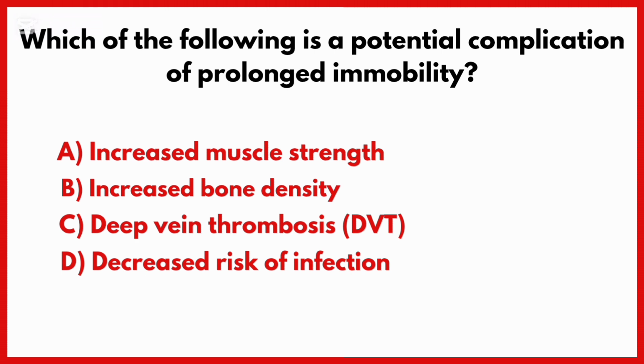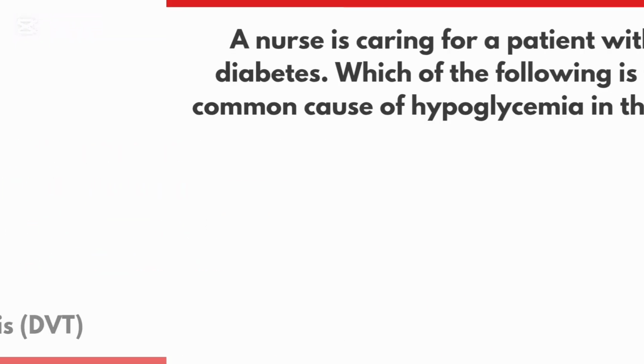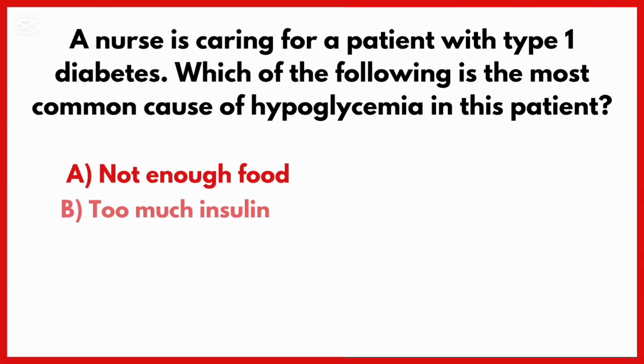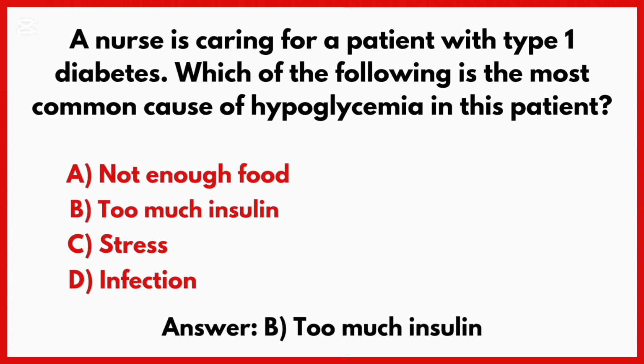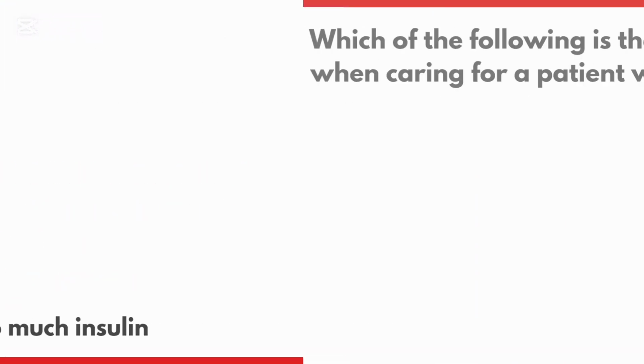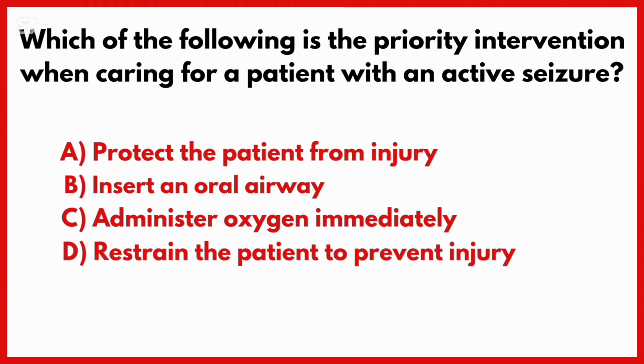Which of the following is a potential complication of prolonged immobility? Correct answer is option C. Deep vein thrombosis. A nurse is caring for a patient with type 1 diabetes. Which of the following is the most common cause of hypoglycemia in this patient? Correct answer is option B. Too much insulin.